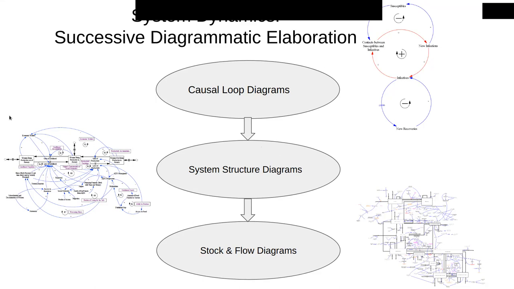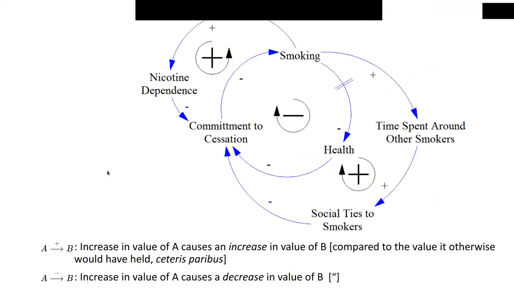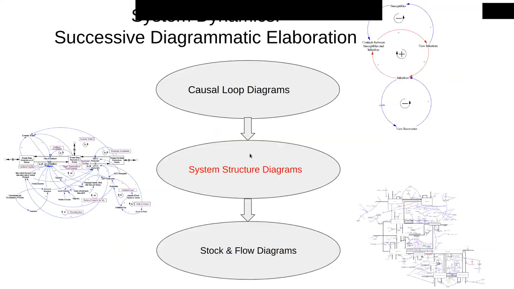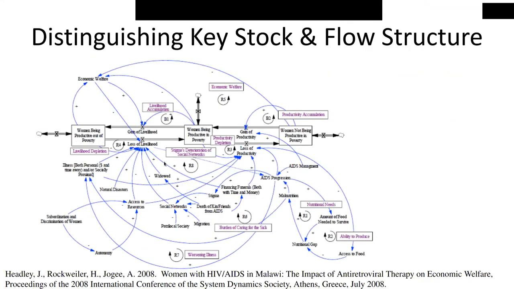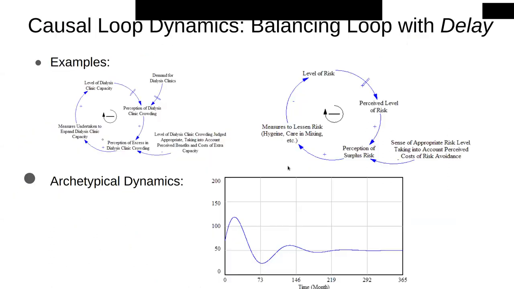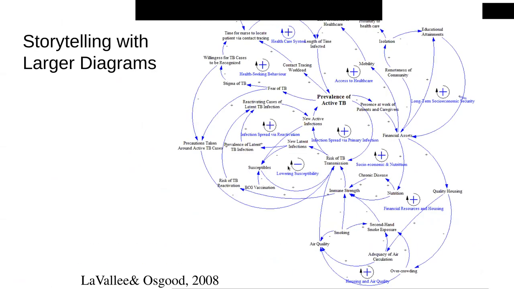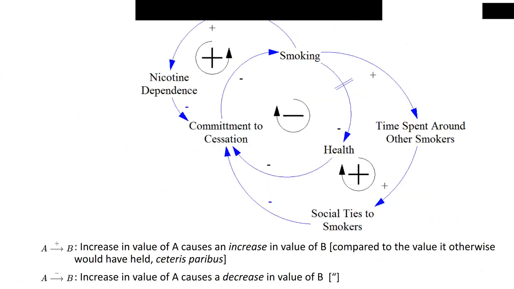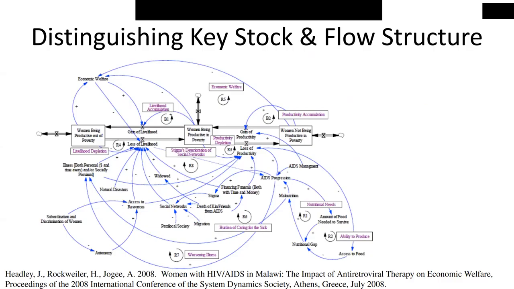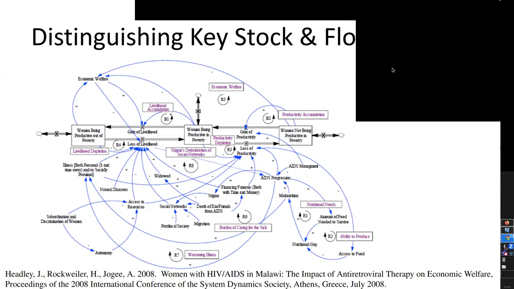And system structure diagrams are very much like these causal loop diagrams, but they include some additional components. And glancing at this diagram, some of those additional components should be obvious. What have we added when we've gone from this sort of picture to a picture like this? Can anyone spot a few new things that are in there?